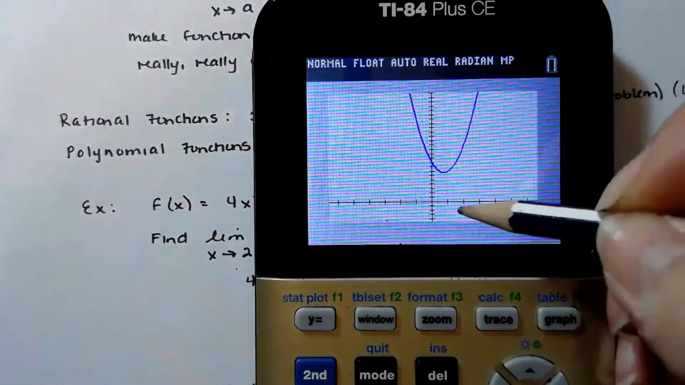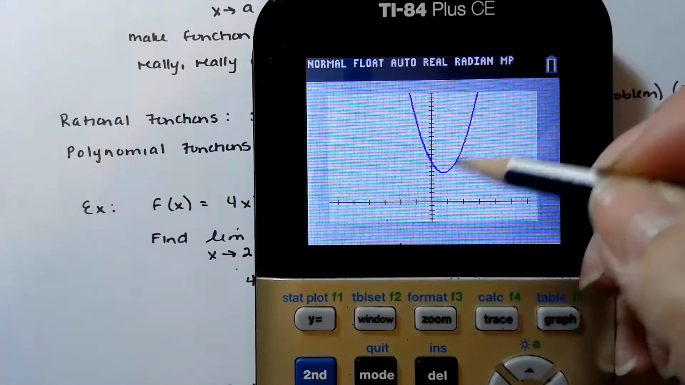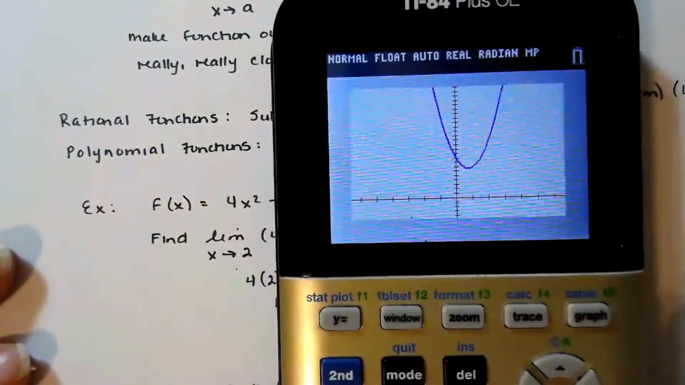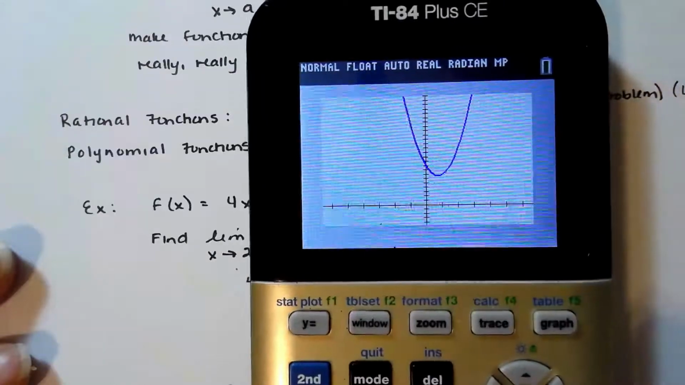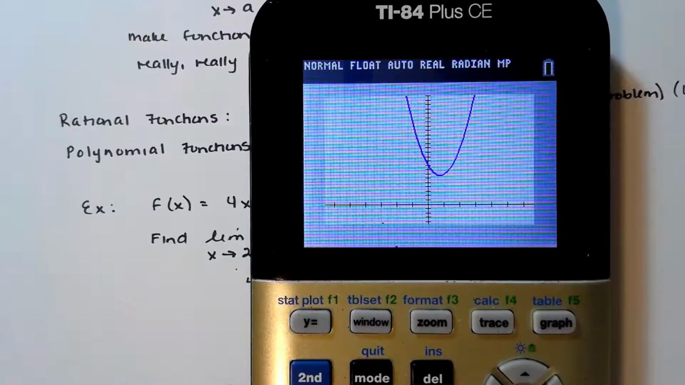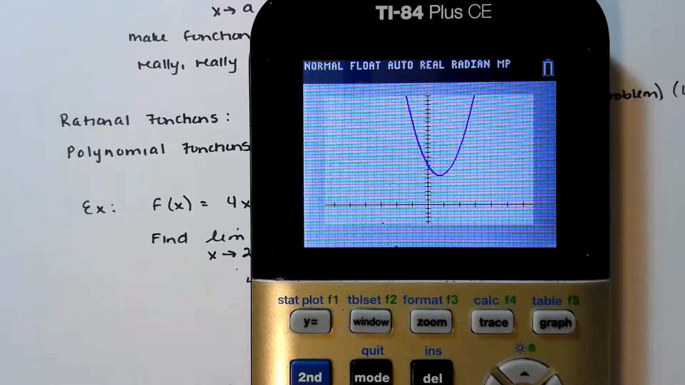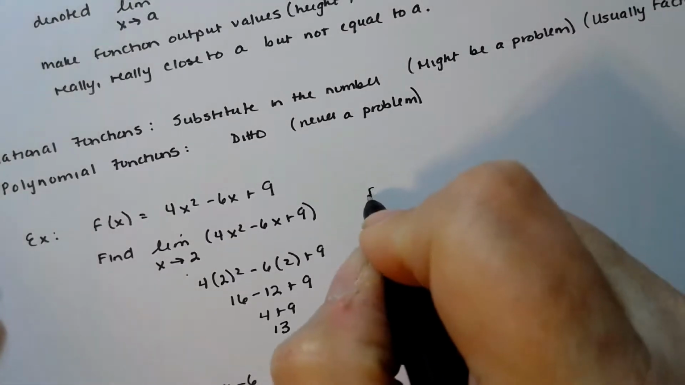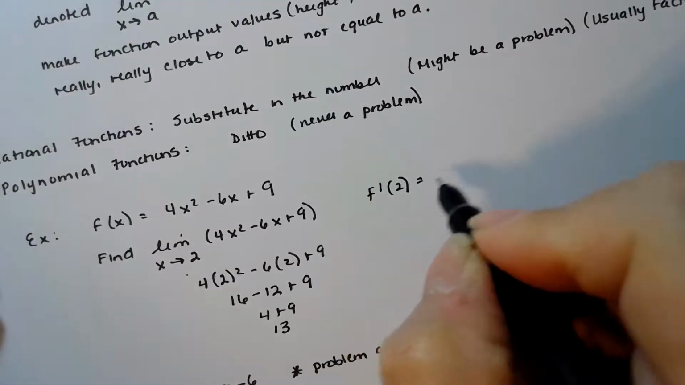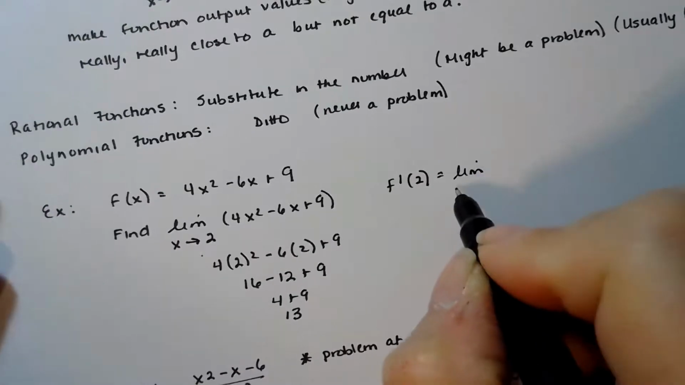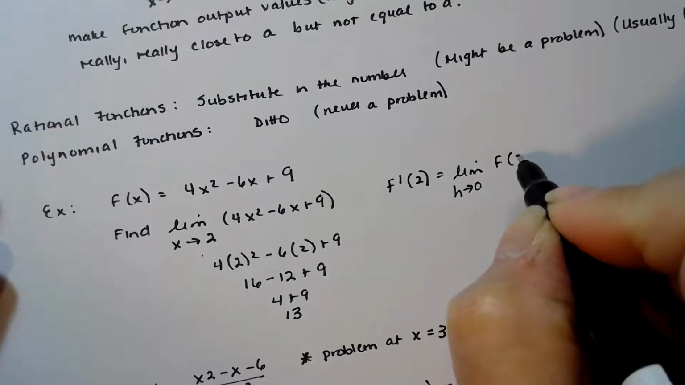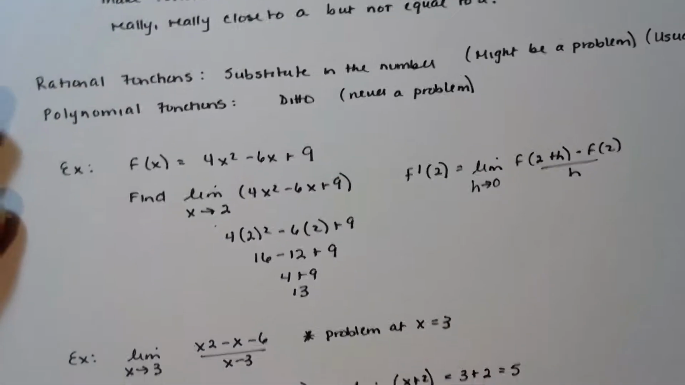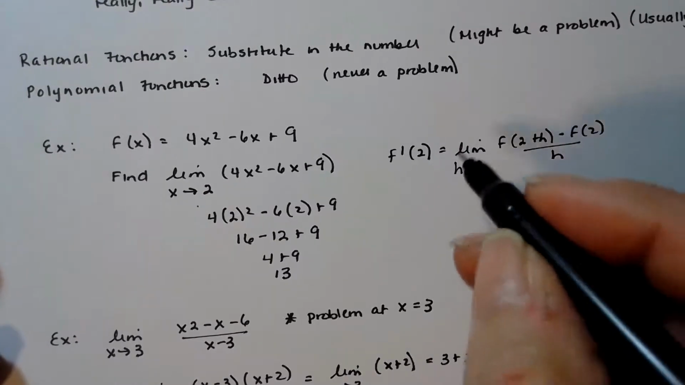Now, the slope of the tangent line to the function at x equals 2 is definitely not 13. In fact, it's going to be quite a different number. It's going to be 8 times 2 is 16 minus 6, it's going to be 10. So the derivative f prime of 2 is equal to the limit as h approaches 0 of f of 2 plus h minus f of 2, all over h, right? We could do this the long way, and I'm going to do it quickly using the power rule.